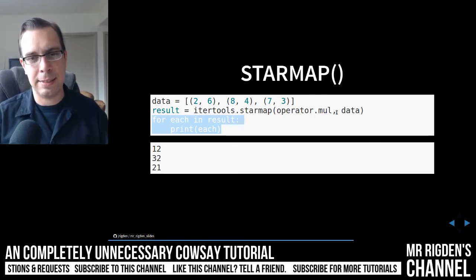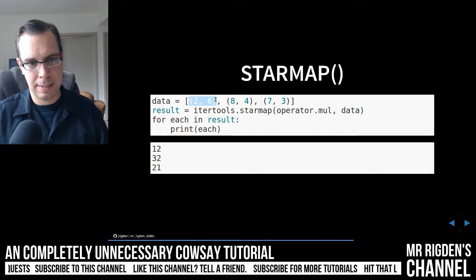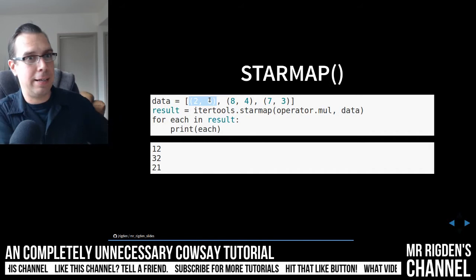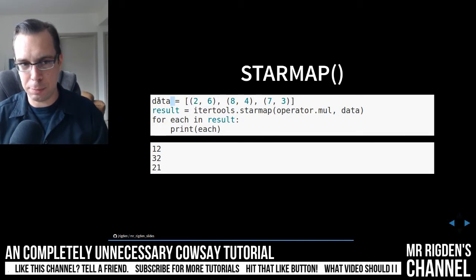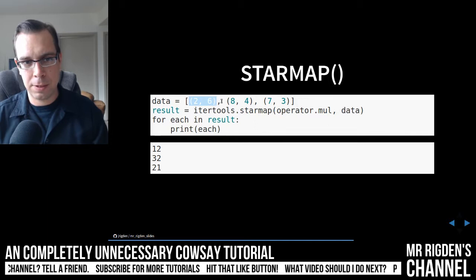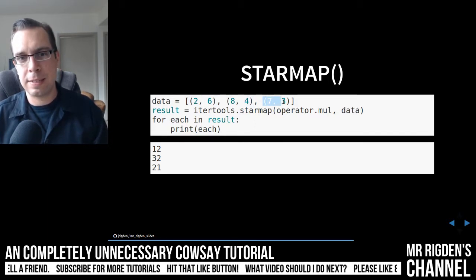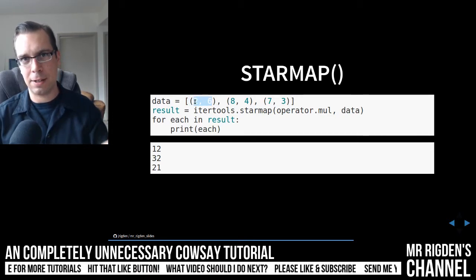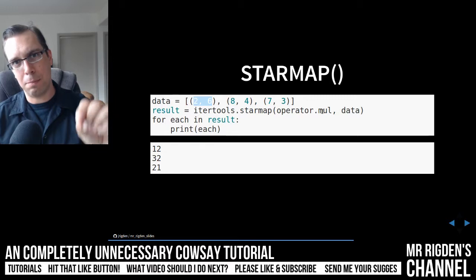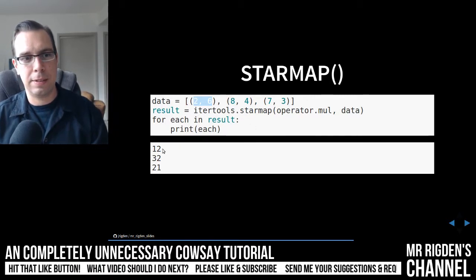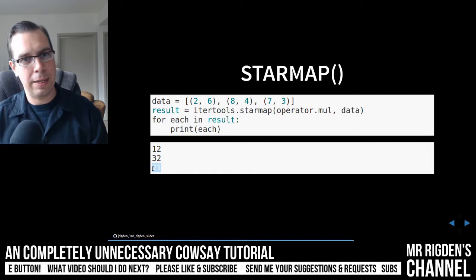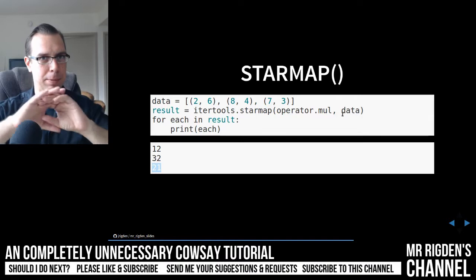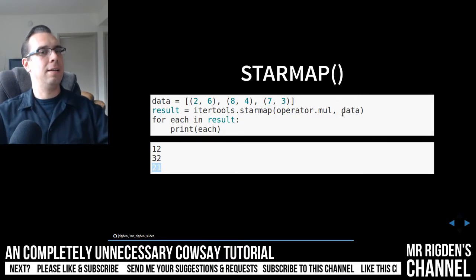So it steps through and gets the arguments from each member, or each iteration, of that iterable, right? So each iteration of the data iterable is going to be 2 and 6, 8 and 4, 7 and 3. Those values are going to be sent as arguments to operator.mul. So it's going to multiply them. That's how we get 12, 32, and 21. So you can have functions being operated on these lists and then getting an iterator back.